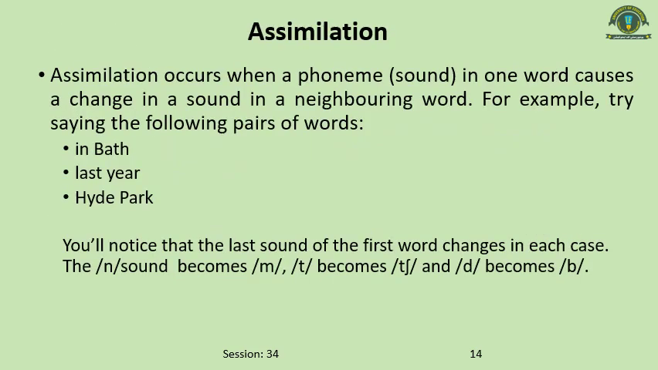Now let's try to understand assimilation. Remember, assimilation occurs when a phoneme in one word causes a change in a sound in a neighboring word. For example, try saying the following pairs of words. If you want to understand assimilation, try to speak these pairs of words.